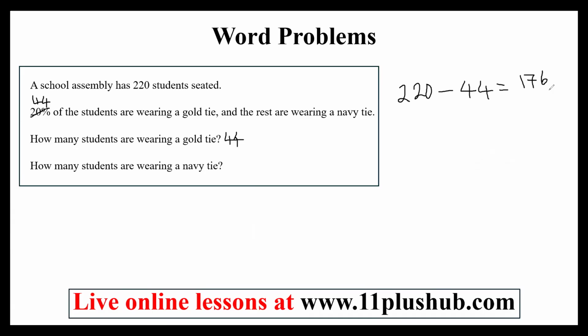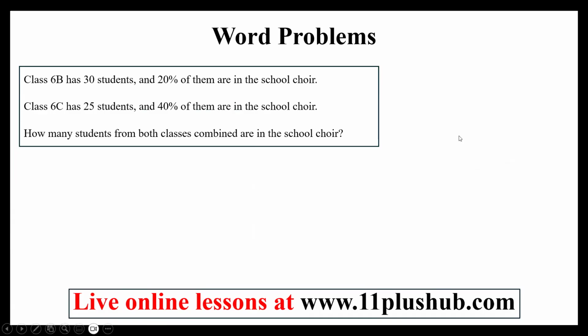Okay, let's take a look at another word problem. Class 6B has 30 students and 20% of them are in the school choir. Class 6C has 25 students and 40% of them are in the school choir. How many students from both classes combined are in the school choir? Okay, so we know what it is we need to do. We've been given two classes, we've been given some amounts and some percentages, and we need to figure out how many students combined in those two classes are in the school choir.